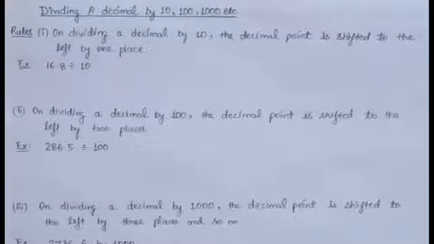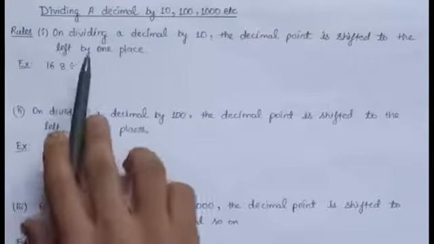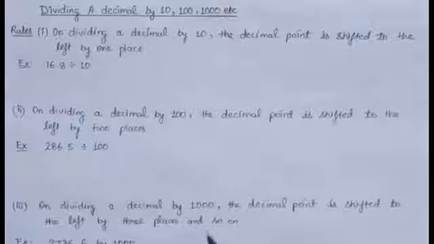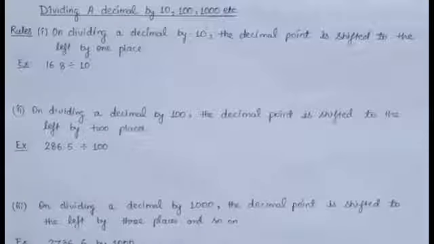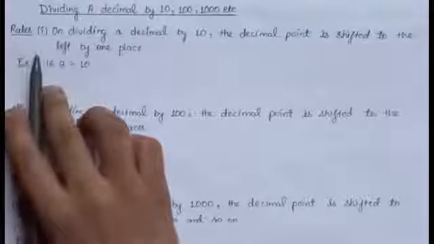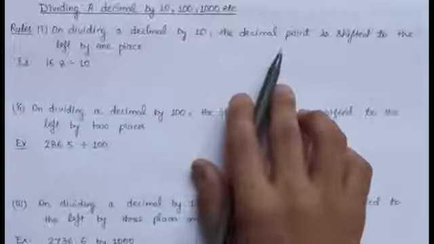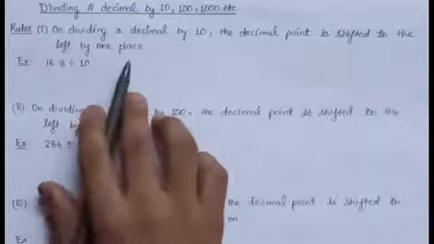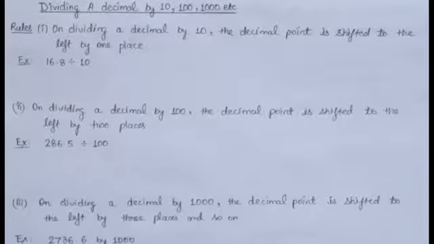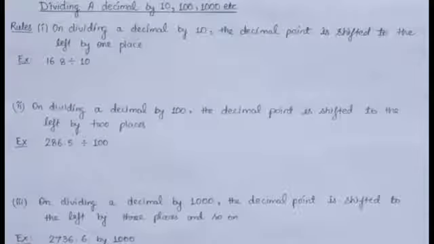So let us start. First we will study how to divide a given decimal by 10, 100 and 1000 etc. There are certain rules which we must follow. Rule 1 is that on dividing a decimal by 10, the decimal point is shifted to the left by one place. It means whenever we have to divide a given decimal by 10, we shift the decimal point to the left by one place. Let us see an example to understand it.